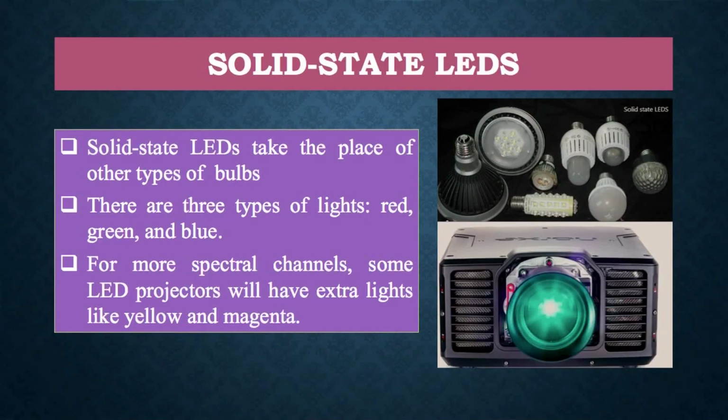Now let's come to the solid state LED. When solid state LEDs take the place of other types of bulbs, at least 3 of them are employed in a projector. There are 3 types of lights: red, green and blue. For more spectral channels, some LED projectors will have extra lights like yellow and magenta.